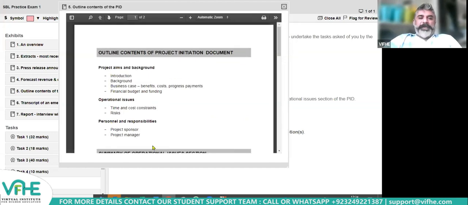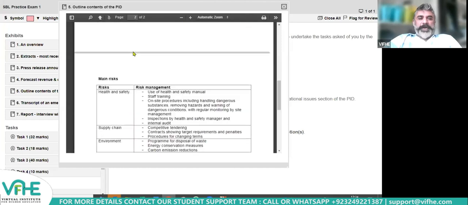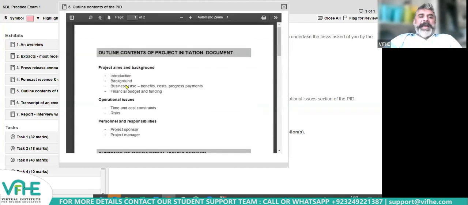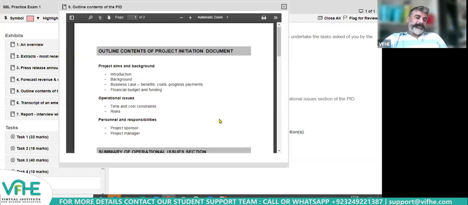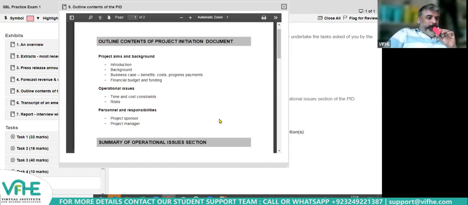These are the contents of his document. And then he's also talked about some operational issues, and some main risks. Can you go through the first section first and try to identify whether the PID includes everything or has he missed out anything? Go through his list of contents and compare with our standard list of contents of a PID and try to identify whether he has missed out on something or not.